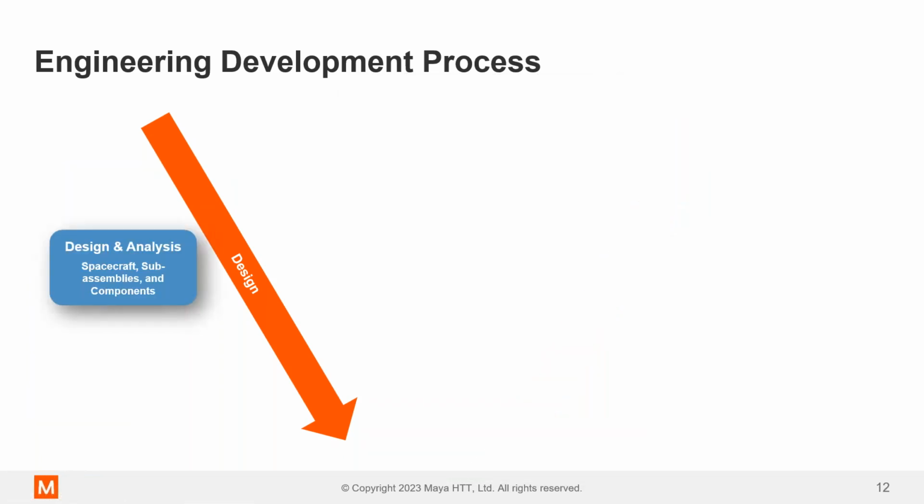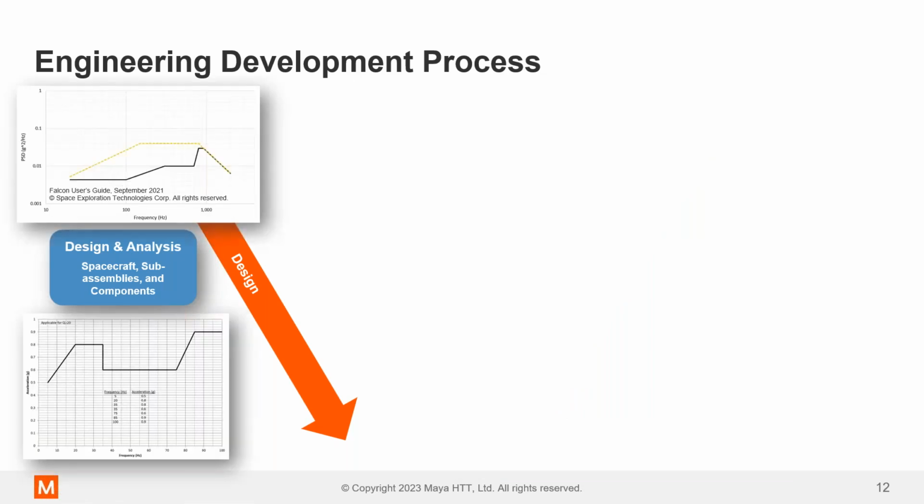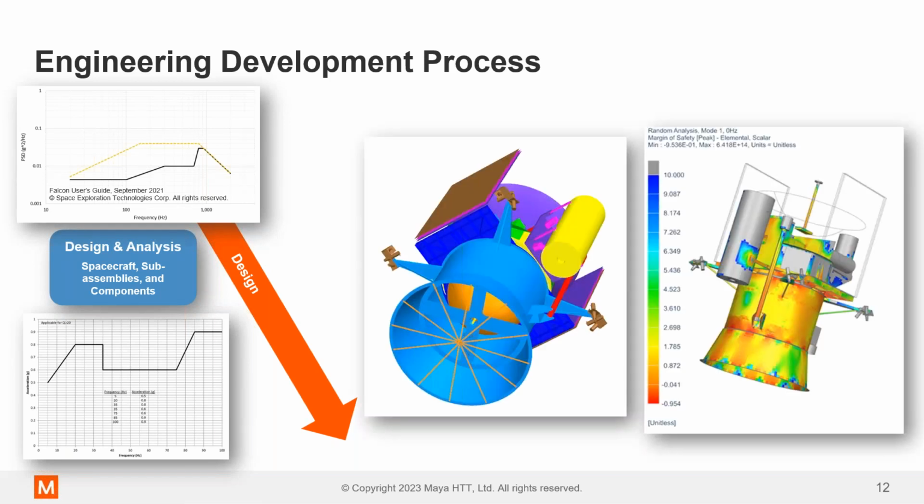Next, what you're going to do is do the design and analysis for your spacecraft, your subassemblies, your components. You're going to take those specs that you have, and you're going to apply them to the models that you build. Now, what we're talking about today is base-driven sine and random vibration. And what that means is the analysis and the testing is done on a fixed base. So if you've ever seen a shaker table, that's what we're talking about.